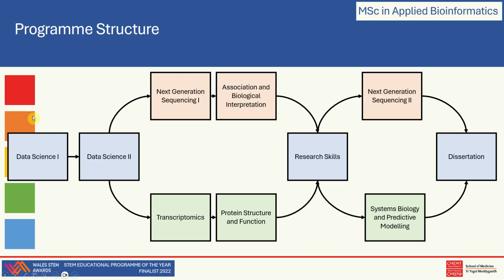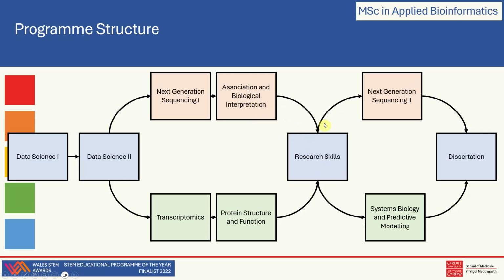These data science modules are all 20 credits. All these modules are 20 credits apart from your dissertation, which is a 60 credit module. Some of you will choose this stream where you'll learn about next generation sequencing. The first one is looking at genomics and variant calling. Then association and biological interpretation, how you might use some genetic epidemiology approaches to understand a disease. So this is GWAS and post-GWAS analysis.